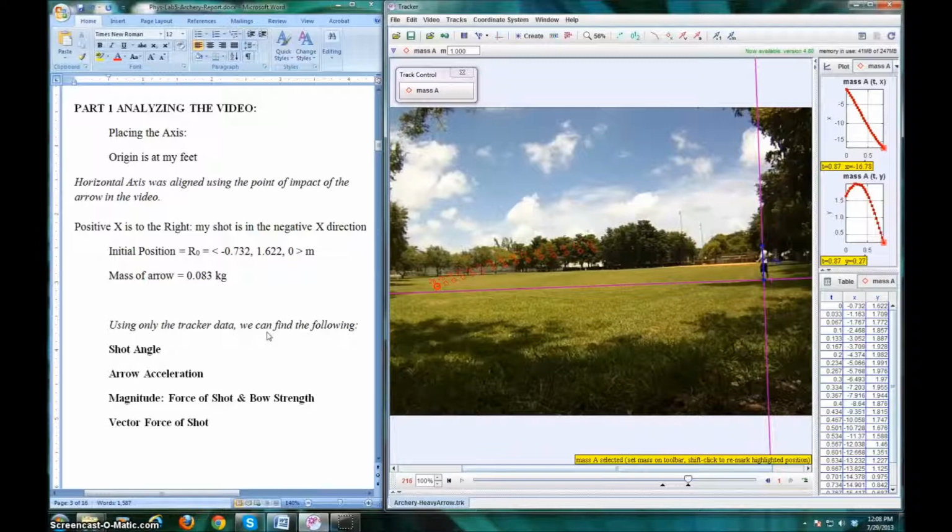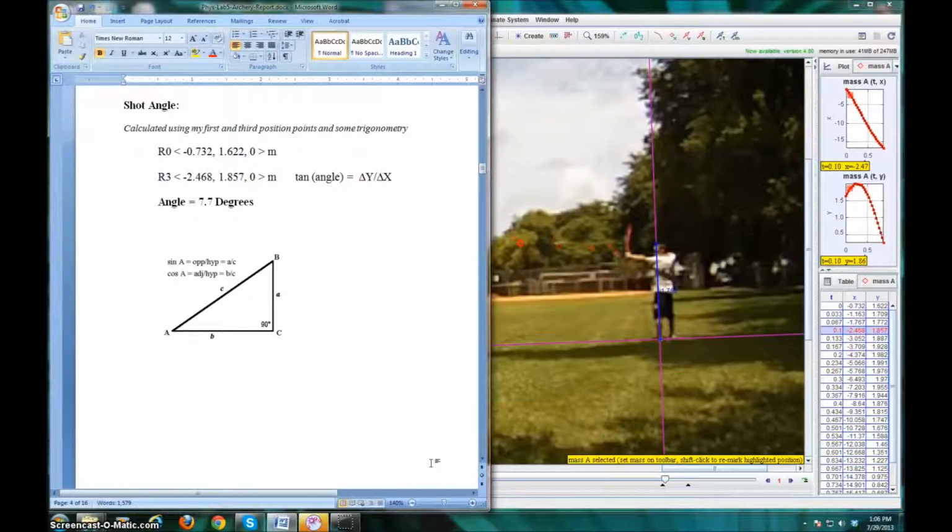Now, using only the tracker data, we can find the following: the shot angle, the arrow acceleration, the magnitude of the force of the shot, which is the bow strength, and also the vector force of the shot. I calculated the shot angle using my first and third positions and some trigonometry. I found that the tangent of the angle was equal to the change in y over the change in x positions, and that angle was 7.7 degrees.